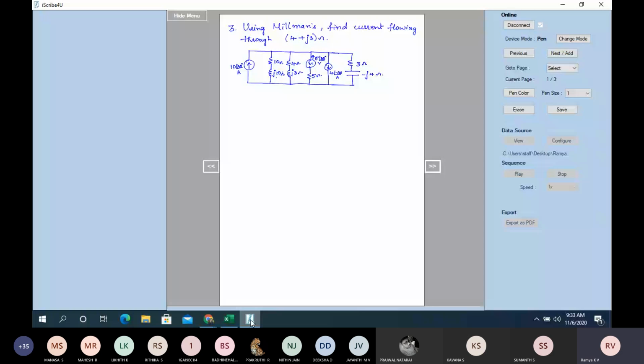Next branch is 5 at an angle 30 volts, 5 ohms. And next is a current source of 4 at an angle minus 30. Fourth branch is 3 ohm minus j4 ohm. The question is to find, using Millman's theorem, the current flowing through 4 plus j3 ohm. That means I am highlighting here; I will change the color and highlight.